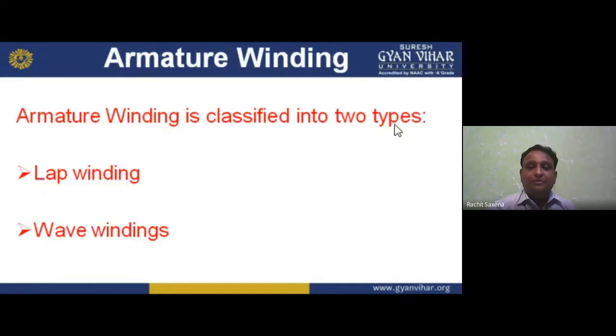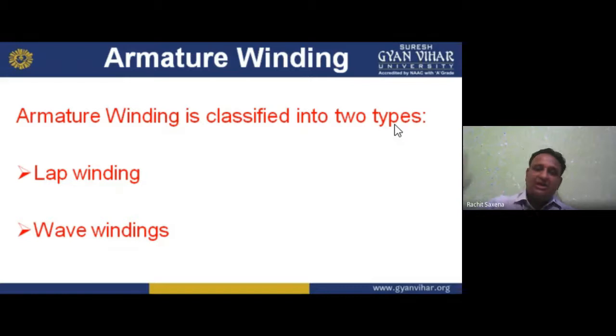Now, armature windings. This is about the construction. Why am I talking about armature winding, my dear students? Because I want you to know the types of winding which we use. So armature winding is classified into two types. One is the lap, another one is the wave.